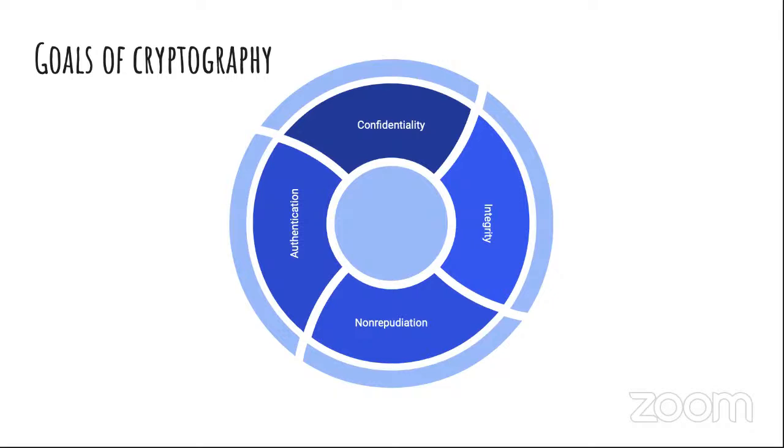There are four main goals of cryptography, the four main reasons why it exists. It has the CIA triangle and one more. So with confidentiality, it's pretty much the same. Data remains private in all situations: data at rest, data in transit, and data in use. We can do that with the symmetric or asymmetric crypto systems that we'll talk about in just a bit.